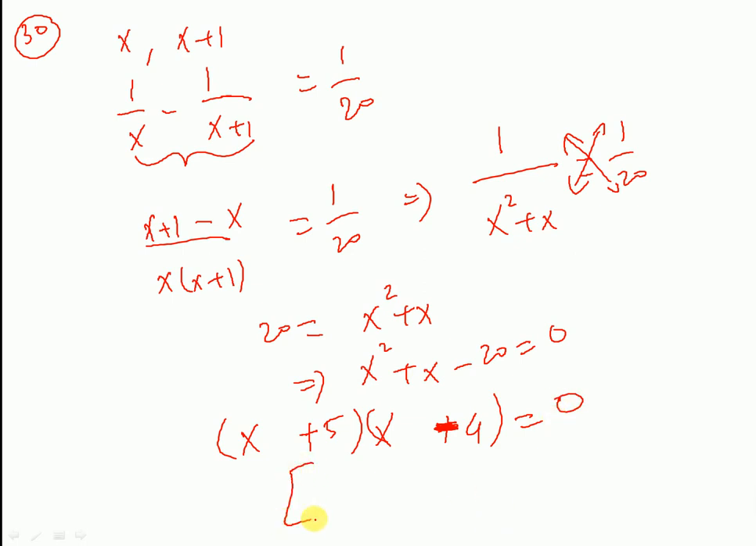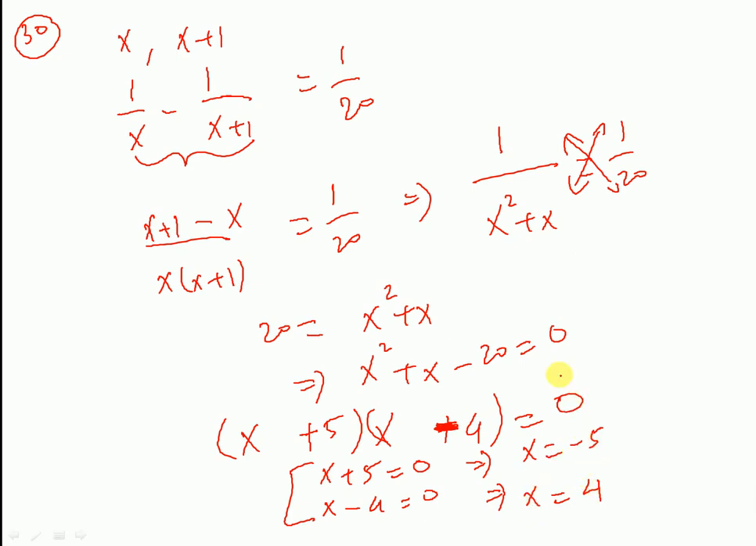So this is true only when x plus 4 equals 0 or x minus 4 equals 0. And this is true when x equals minus 5 or x equals 4. I subtract 5 on both sides, I add 4 on both sides, and I get these two numbers.